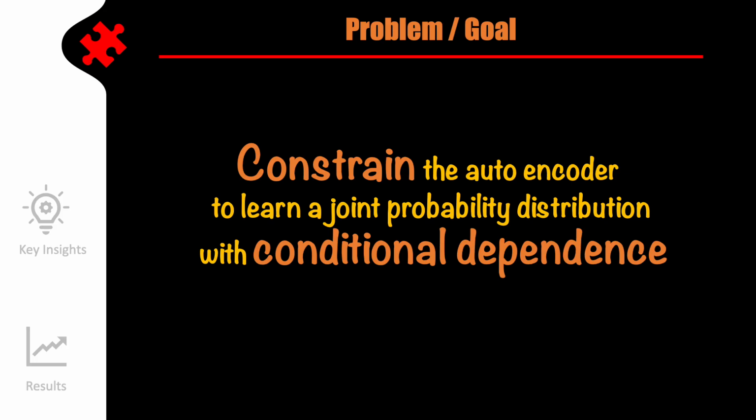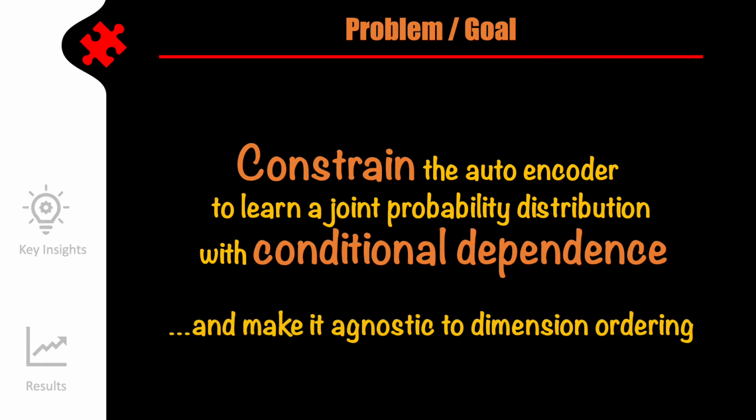This brings us to the end of this section, and we are ready to state the goal of this paper. The goal, which should be simple to understand now, is to constrain the autoencoder to learn a joint probability distribution with conditional dependence. And it also needs to do it in such a way that it is agnostic to the ordering of the dimensions of an input vector. With that said, let's look at the key insights that are shared by this paper and the approaches the authors took to produce the solutions to the problems that we have discussed so far.